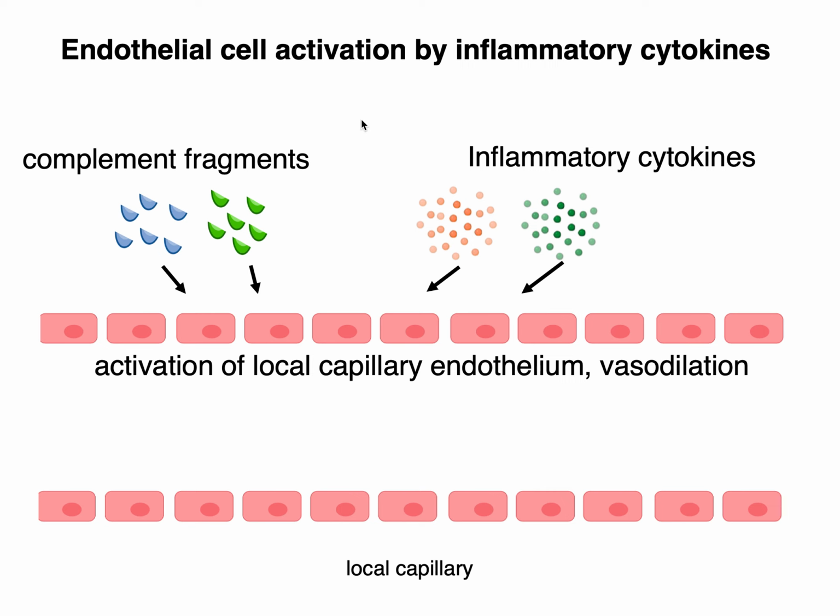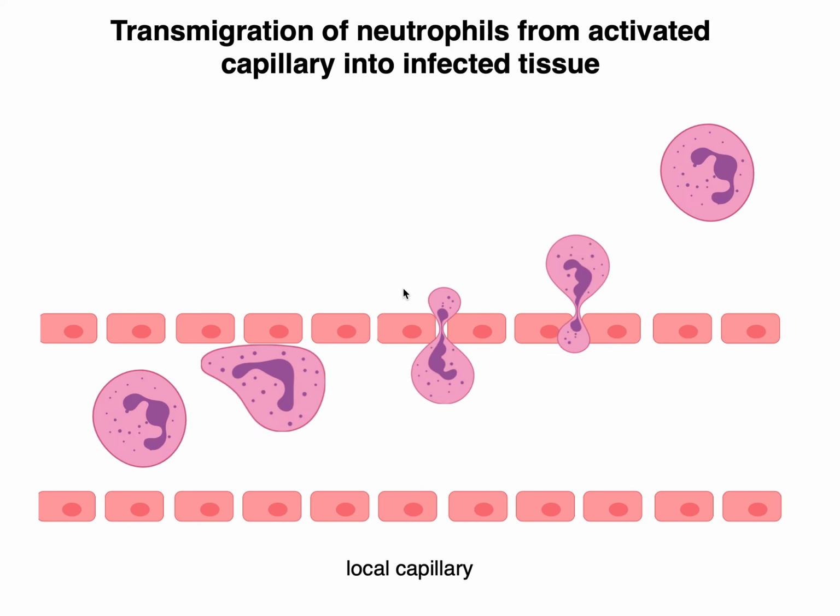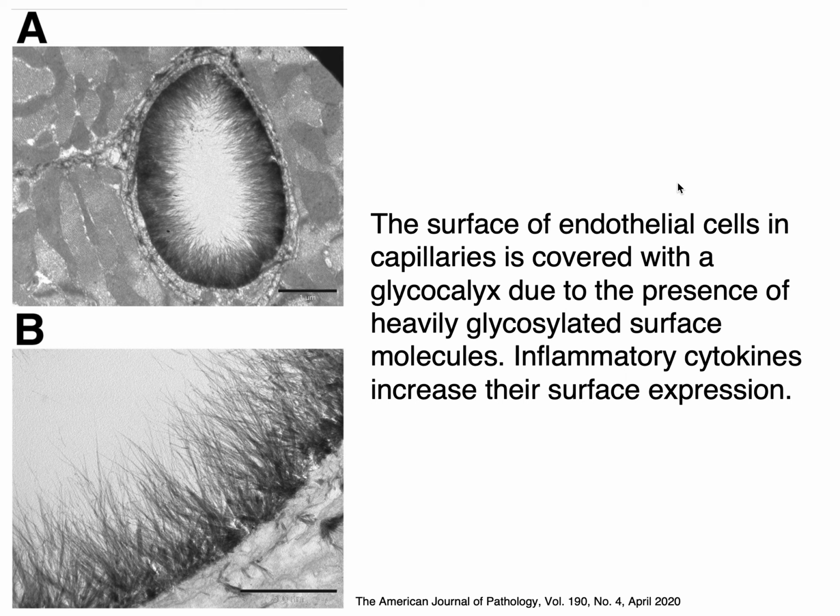Inflammatory cytokines join with some complement fragments to act on local capillaries to induce their vasodilation. In turn, this vasodilation leads to the slowing down of cells of the innate immune system on the luminal surface of these capillaries. Once they slow down and stop, they're able to squeeze in between the tight junctions of these cells and migrate into the infected tissue.